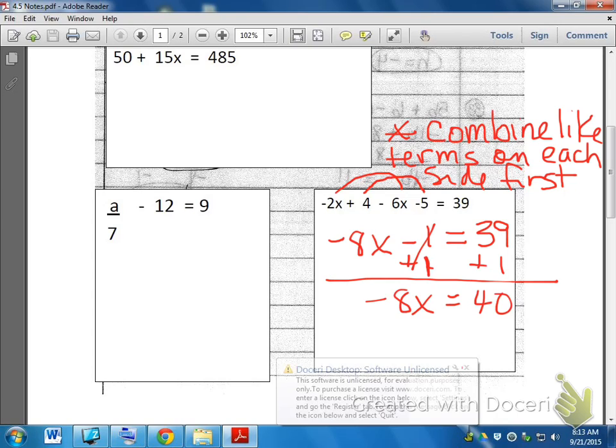How do I get x alone? It's negative 8x, which is times. So we're going to undo times. What's the opposite of times? Divide. Divide both sides by negative 8. So x equals, okay, now one's positive, one's negative, so the sign on the answer is going to be negative, and 40 divided by 8 is 5. Yeah, negative 5, good. X equals negative 5.